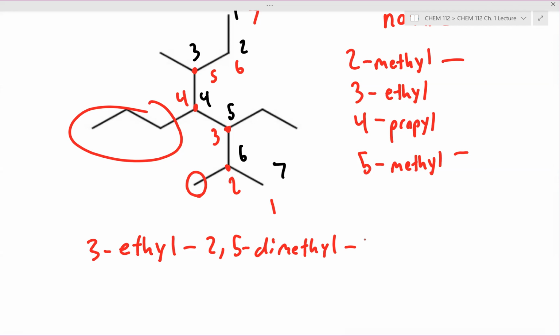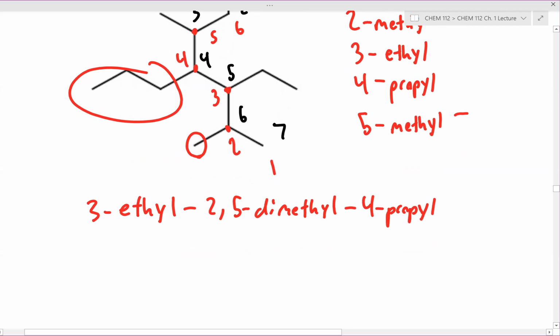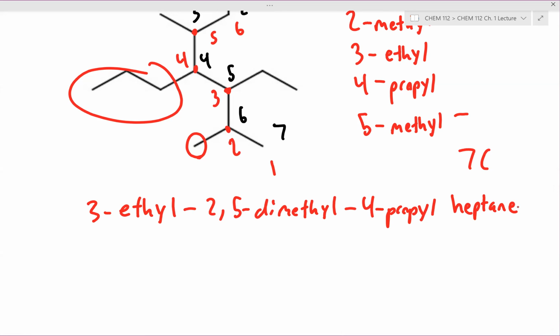Now, what's our last substituent? Propyl. So we call this 4-propyl. And then finally, since this is a 7-carbon chain, what do we call it? Heptane. So this is 3-ethyl, 2,5-dimethyl, 4-propyl heptane. Does that make sense? I know it's a lot, but once you break it into individual pieces, it becomes a lot easier to start naming these compounds and dissecting how the naming system works.